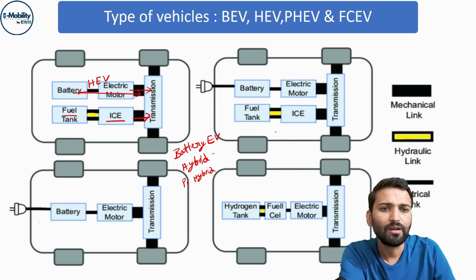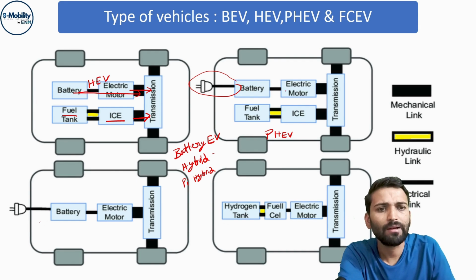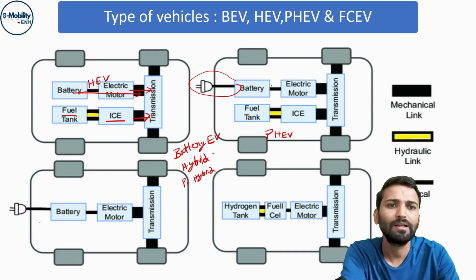The second figure is of an HEV, but the battery can be charged externally. So this is known as PHEV, the plug-in hybrid electric vehicle, where the battery can be charged externally. So plug-in electric vehicles usually have a larger battery. So they need an external charging, which can be done through any charging station or home charging. This is also a parallel PHEV.